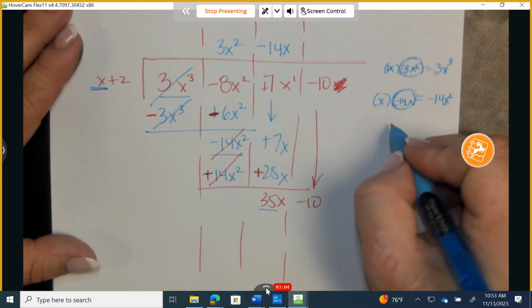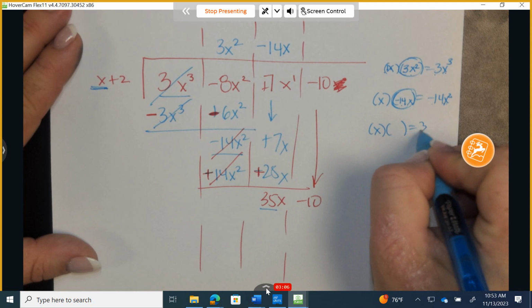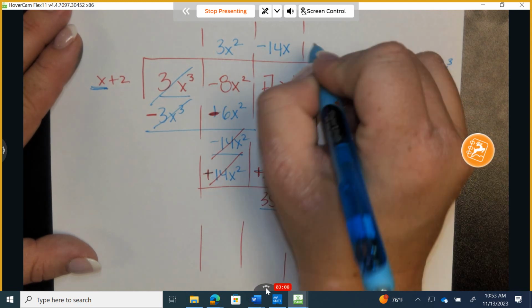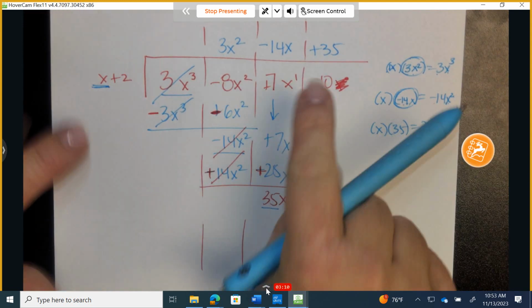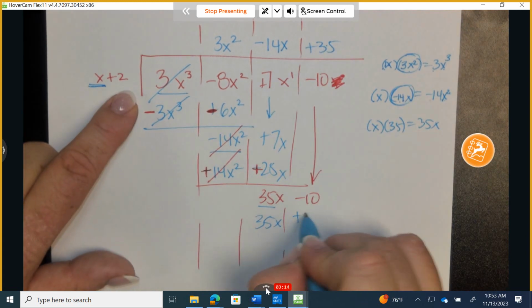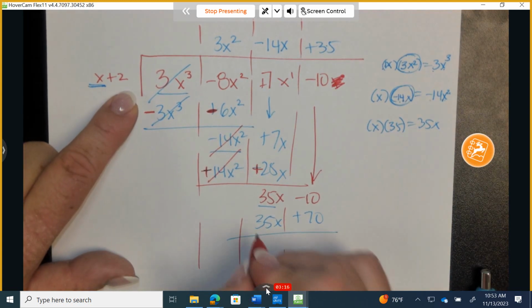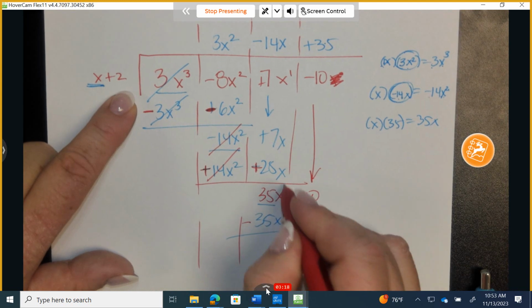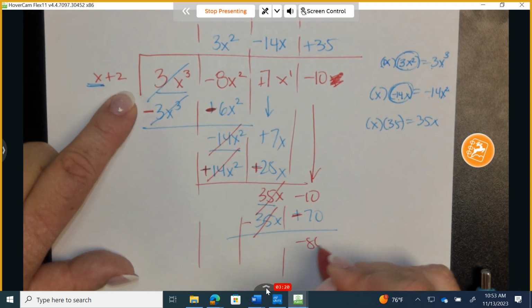X times what is 35x? The answer is 35. Multiply to get 35x. Multiply to get positive 70. Change the sign of everything on the second row, and then combine to get -80.